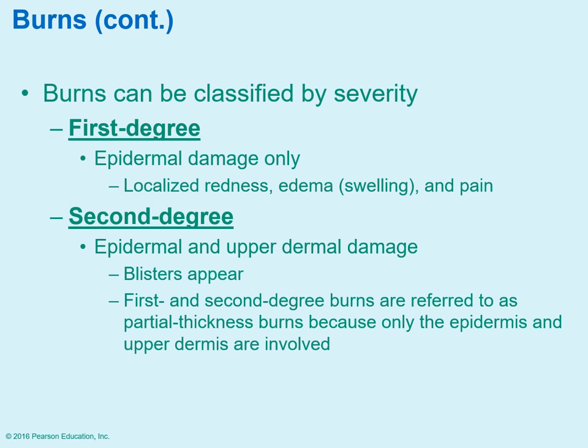A second degree burn is when not only the epidermis, but also the upper dermis is damaged. And this is when you get blisters. First and second degree burns are often referred to as partial thickness burns because you're not involving the entire dermis. It's still going to be painful.